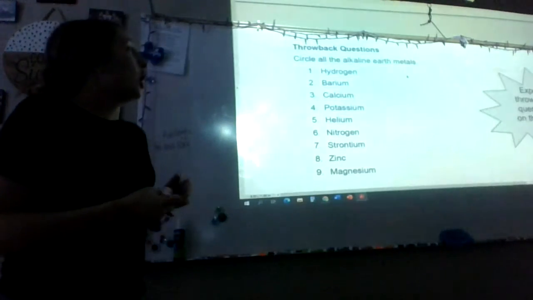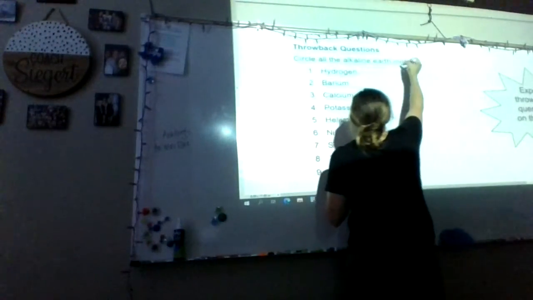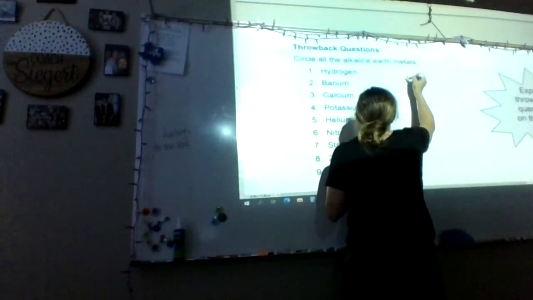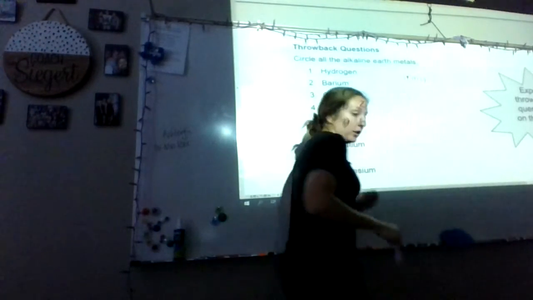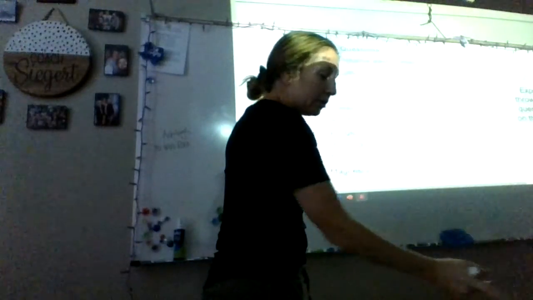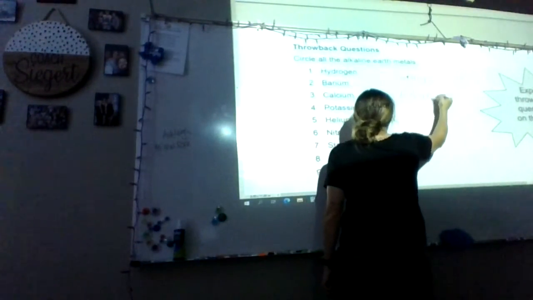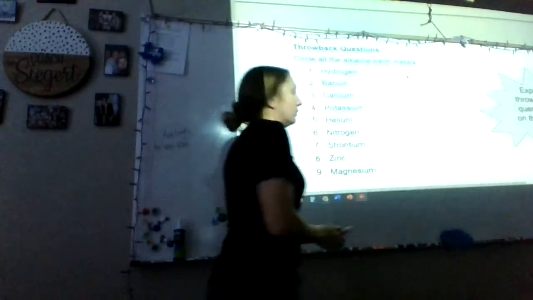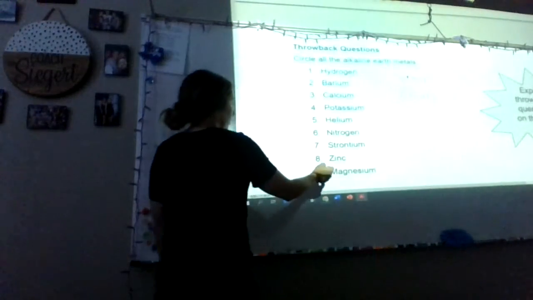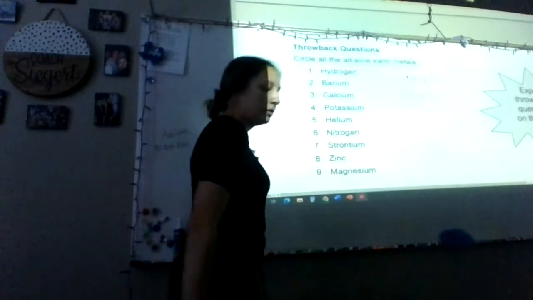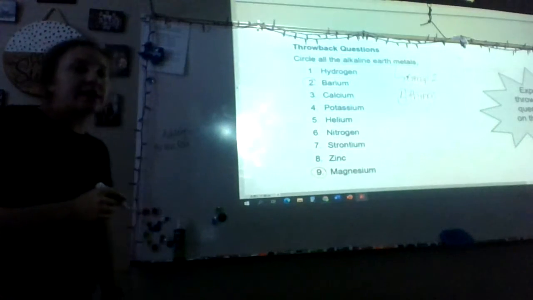All right, we want to circle all of the alkaline earth metals. Now, what group is that on the periodic table? The second group. Okay, so group 2. You're going to end up circling 1, 2, 3, 4 things. Okay? I'll tell you 2 of them. Number 9 and number 2. Okay, so you got to get 2 more.